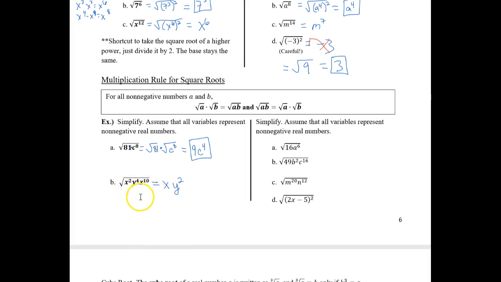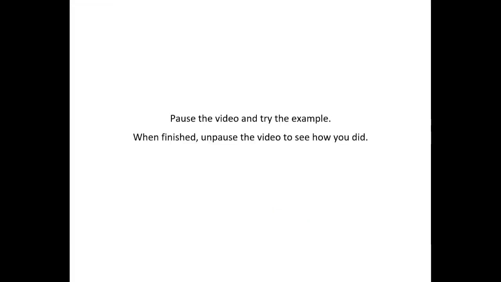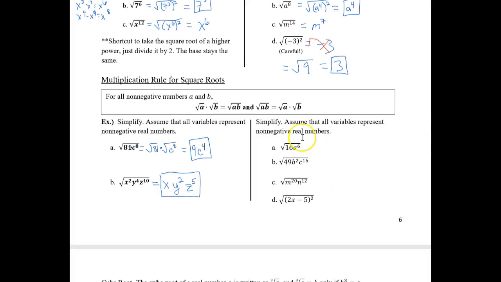Same thing with z to the 10th. I take 10 divided by 2. I get z to the 5th power. Z to the 5th times z to the 5th gives me z to the 10th. And that's as far as I can go. Again, once I've taken the square root, I no longer write the square root. Go ahead and try these on the right-hand side. Let's see how you did.